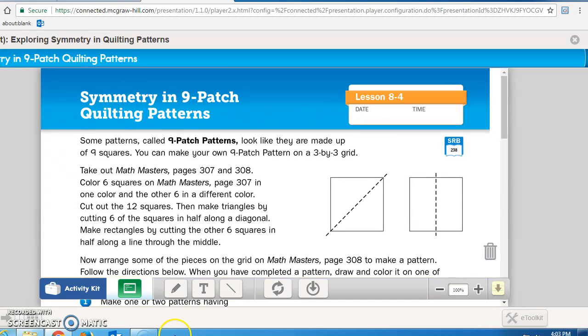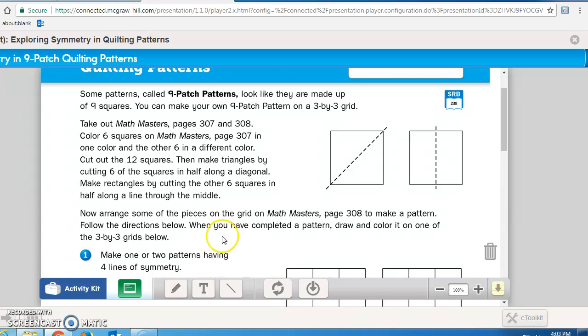After I've checked Math Journal page 280, I want you to go to Math Journal page 281. Read this to yourself as I read it out loud. It says, some patterns, called 9-patch patterns, look like they're made up of 9 squares. You can make your own 9-patch pattern on a 3x3 grid. So go to the file and take out Math Masters page 307 and 308.